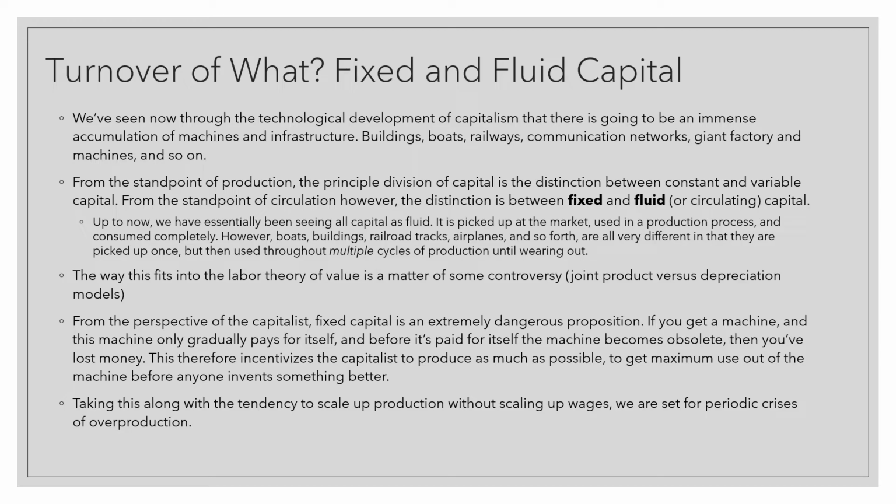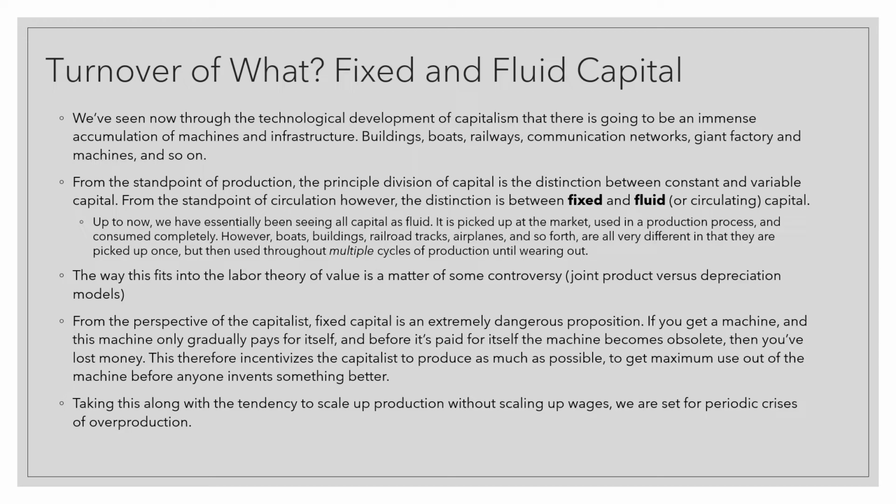That is to say, the capital that is circulating, the raw materials that I'm using as fuel that I'm processing and then buying more of every single cycle. And then the other things that are machines and boats and infrastructure that can be used for multiple turnover cycles. There's a lot of capital that gets used for multiple turnover cycles and gradually deteriorates. Buildings, boats, railways, communication networks, giant factories and machines and so forth. And capitalism tends to provide an immense accumulation of this.